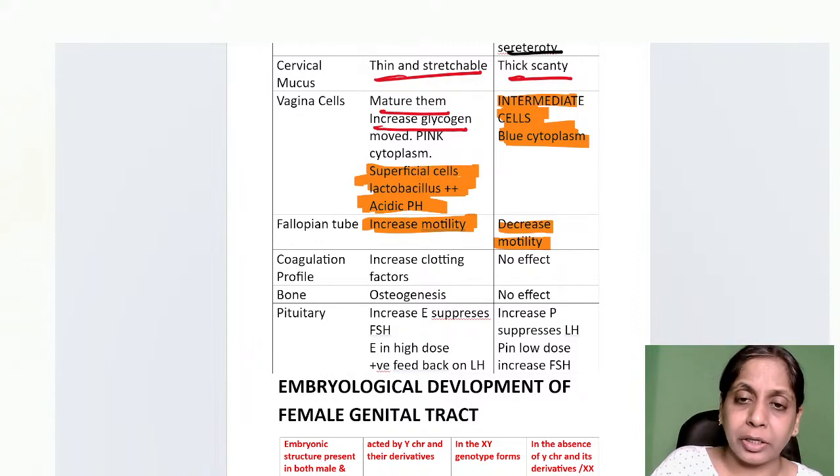These are some basics which will be asked in your exam one way or the other. They will be asking you these basics. Okay, so please do it nicely.